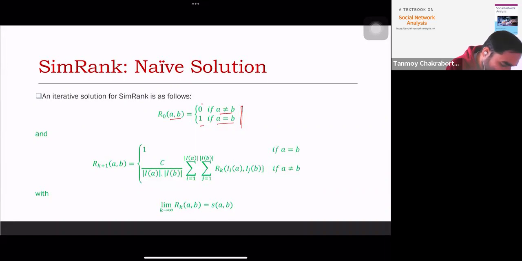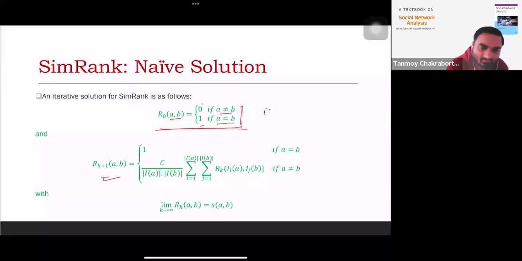Right. So now let's look at this. Now this is true when i equals 0, when you start with the first iteration. So iteration 0, you say that if A and B are the same, then it is 1. Otherwise 0. Now how do you iteratively update it? This is i equals 0 at the initial stage, right?